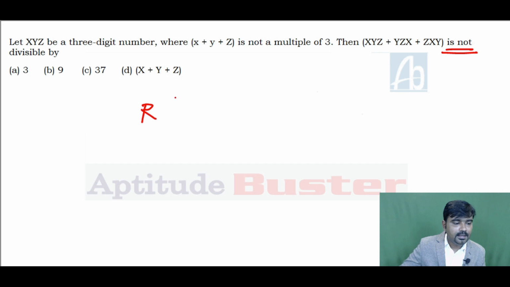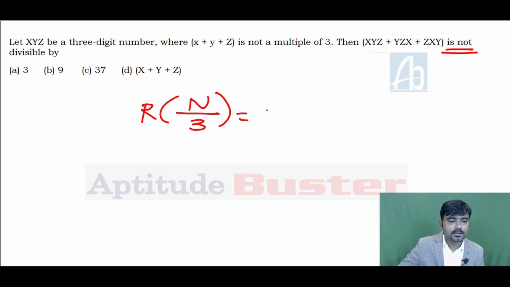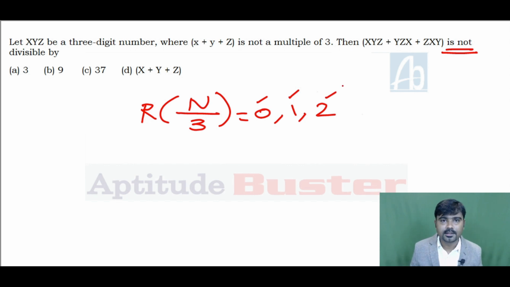If I take any number n divided by 3, the possible remainders are 0, 1, 2. Am I right? Okay, once we say the remainder is 0, it is divisible by 3. If the remainder is 1, when divided by 3, the remainder is 1. When divided by 3, the remainder is 2. These are the 3 possible remainders, right?